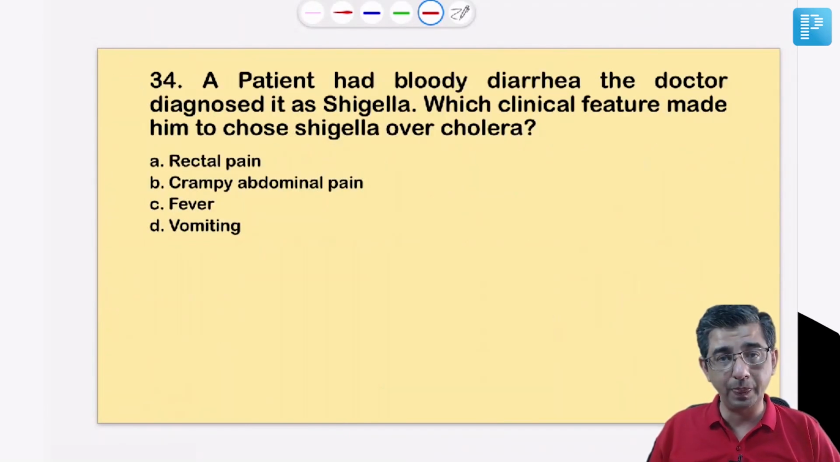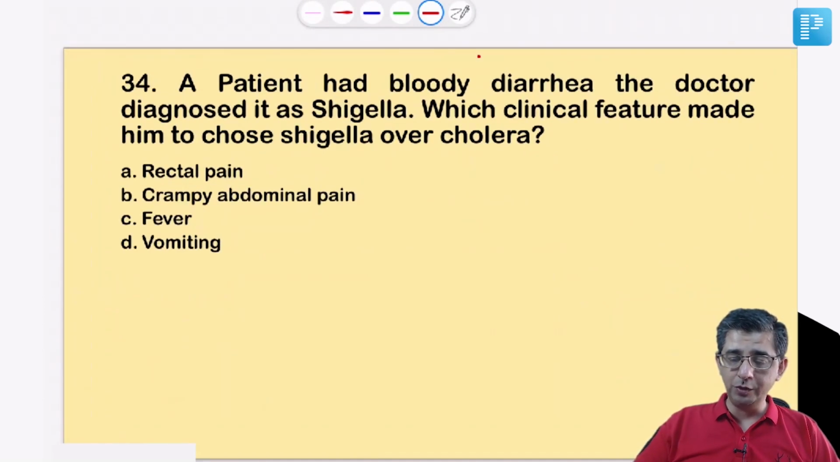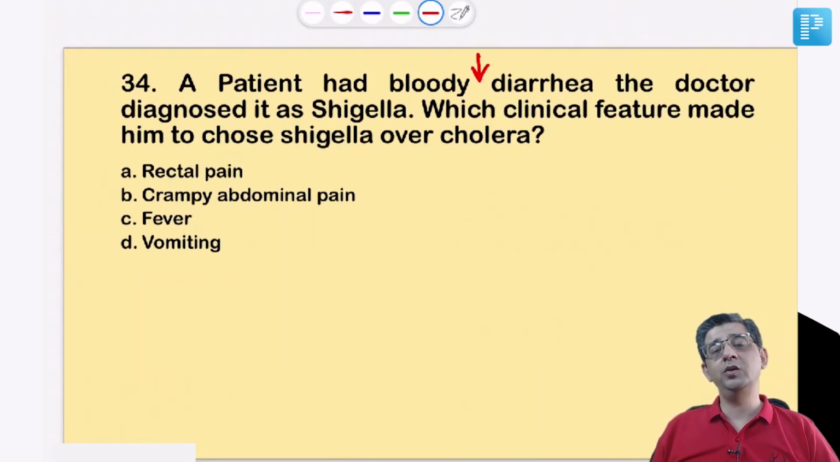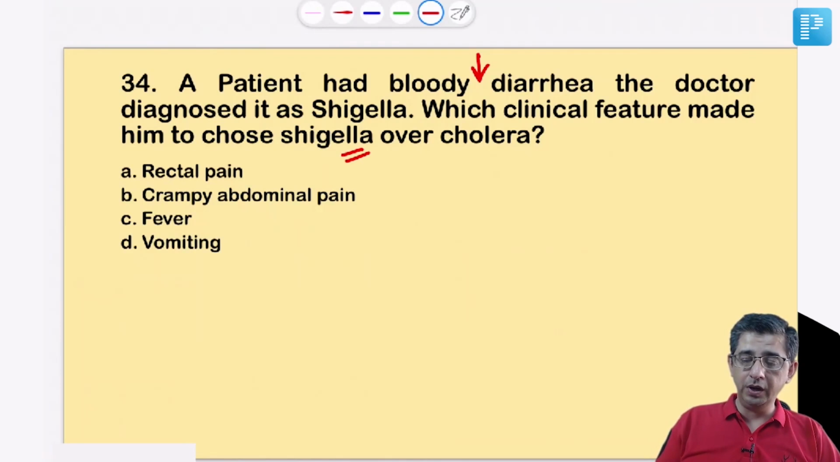with steroids. In the next question, he said a person is having dysentery, that's bloody diarrhea. The doctor has diagnosed it as Shigella. Obviously, shigellosis and Shigella flexneri is common in India. And he's asking what clinical feature would make him choose Shigella over cholera.